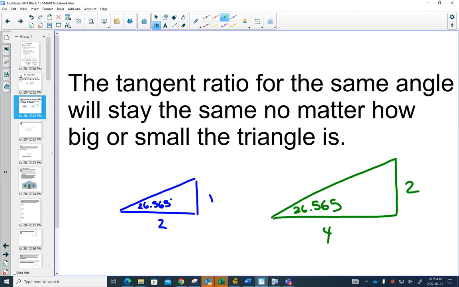So your calculator has memorized that if the opposite side is 1 and the adjacent side is 2, or the ratio, notice if I take the opposite over adjacent, I get 1/2. Over here, if I take the opposite over adjacent, I get 2/4, which is a fraction you could reduce to 1/2. And if any triangle ever reduces to 1/2 with the opposite over adjacent, the angle will always be 26.565 degrees.